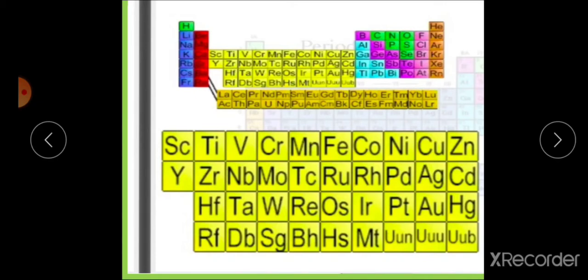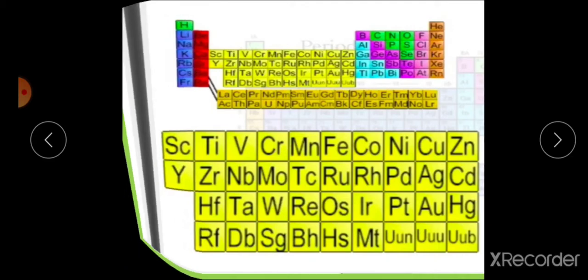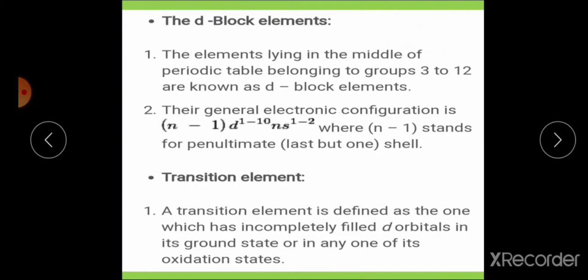Transition elements are placed in the D block of the periodic table. We know that the vertical columns in the periodic table are called groups, while the horizontal rows are called periods. The transition elements are placed in the D block from group 3 to group 12 and from period 4 to period 7. In these elements, the last electron enters into the d subshell. That's why they are named D block elements.